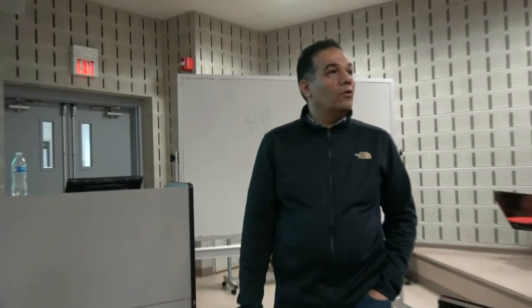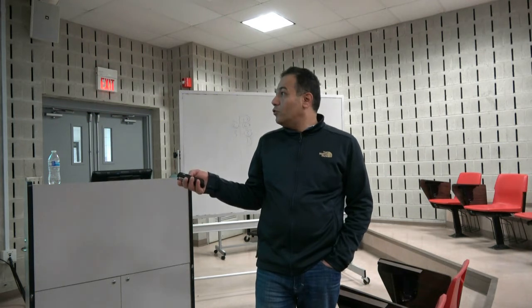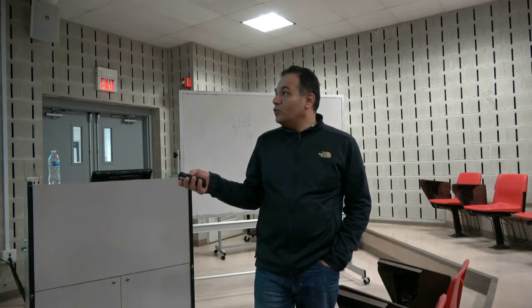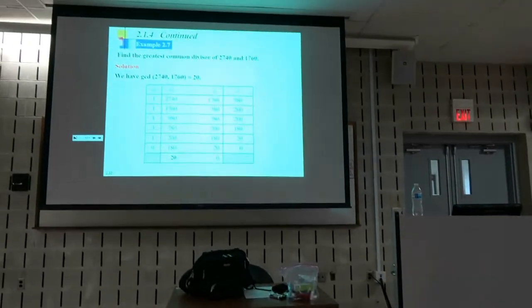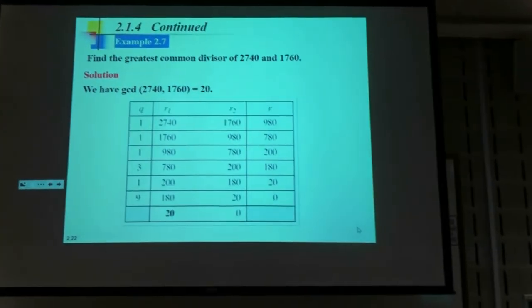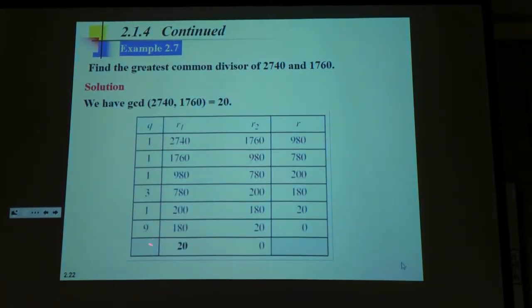Sorry, R1 and R2, they are supposed to be subtracted to get R, right? What? You subtract R2 from R1 to get R. I don't subtract. I do the division. I divide 1760 by 740. The quotient will be 1. The remainder will be 980. So the Q is the quotient. The remainder is in here. And they keep repeating the job. Alright? So Euclidean tells you when R2 becomes 0, then R1 is equal to the greatest common divisor.